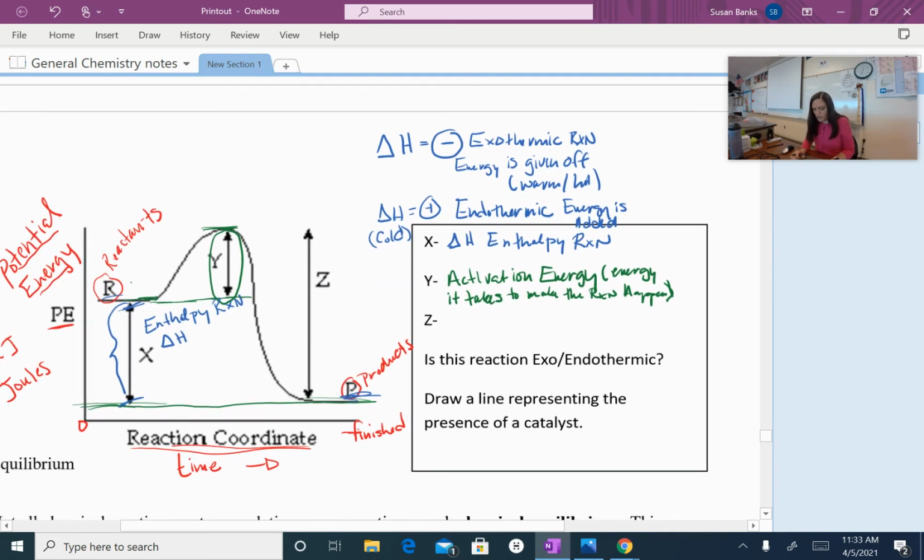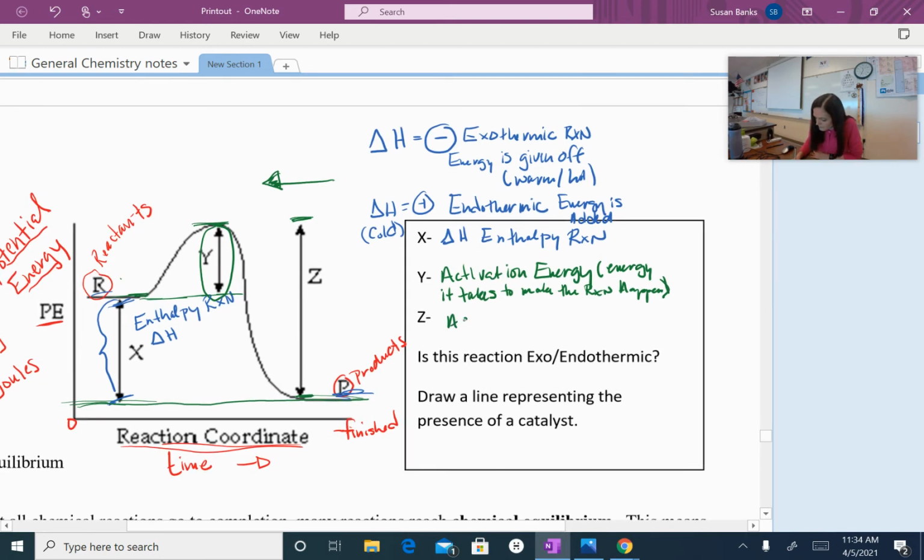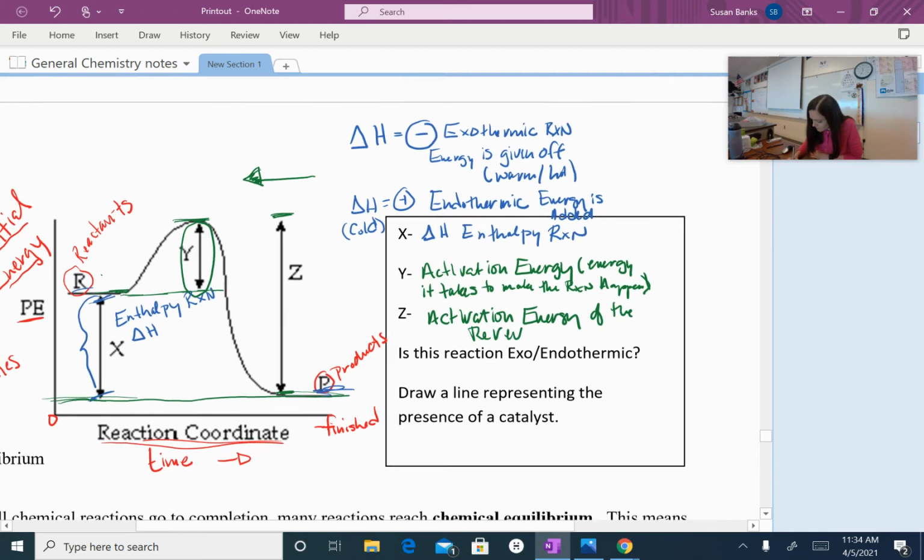And then notice I have Z. Sometimes we will read these energy diagrams going backwards. Notice Z is the difference between where we would start if we were reading this backwards and the top of the energy curve. So this is the activation energy of the reverse reaction.